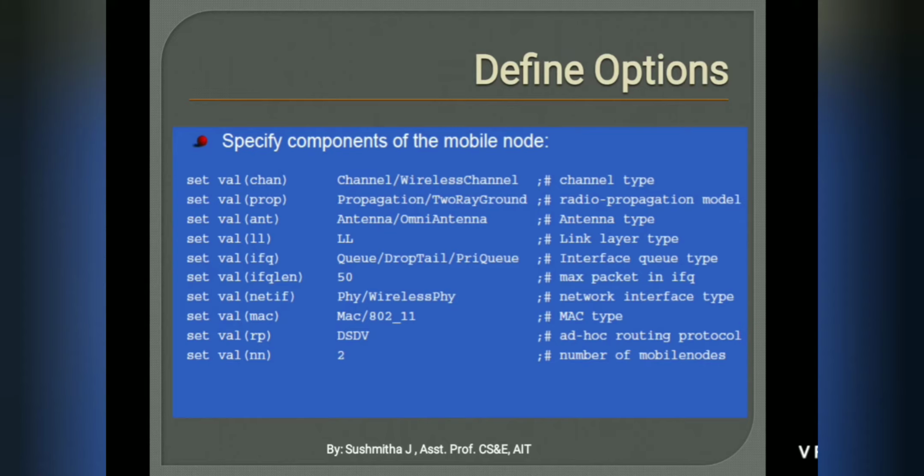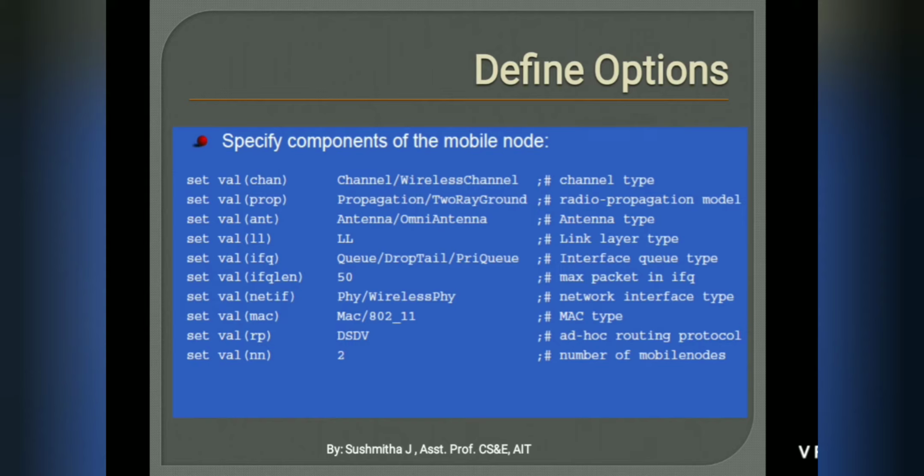And then we have the interface queue type. The interface queue type is the priority queue. The priority queue comes under drop tail, and drop tail comes under the queue class. What is the maximum queue size? The maximum queue size here we are specifying to be 50. And again, what is the network interface type? The network interface type is again wireless.